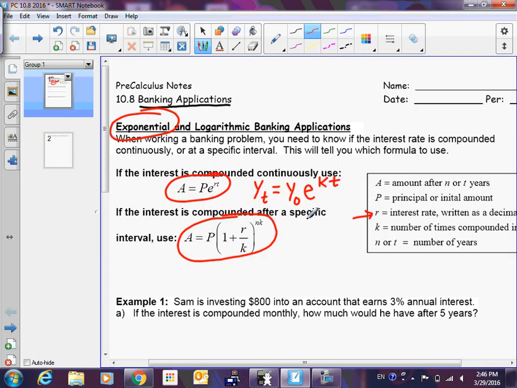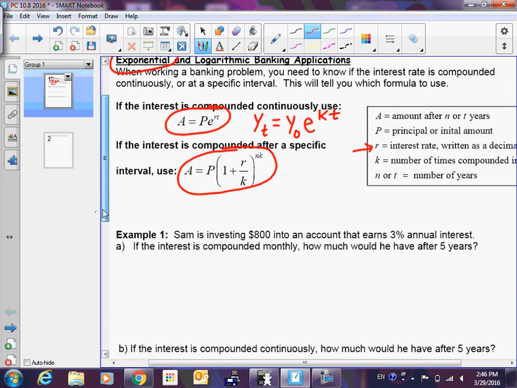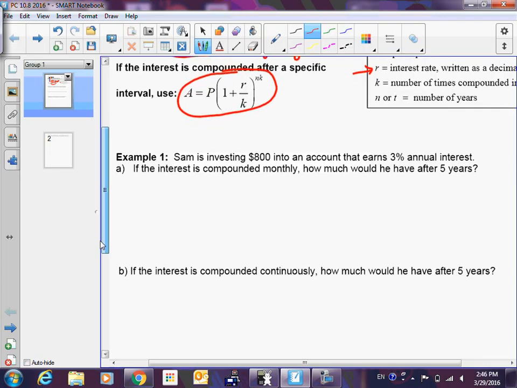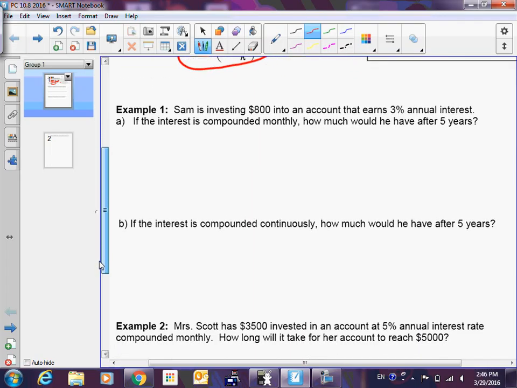Now, compounded continuously is going to be the thing that earns the most interest, if this is like a savings account. But sometimes we have interest that's compounded after a specific interval: quarterly, weekly, monthly, things like that. So how many times per year is the interest compounded? So we're going to use those formulas right there.